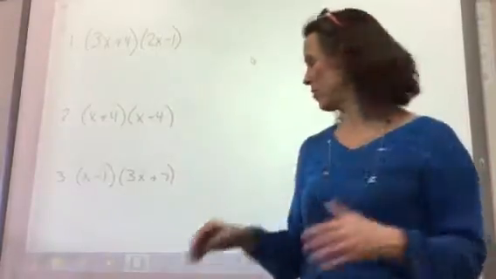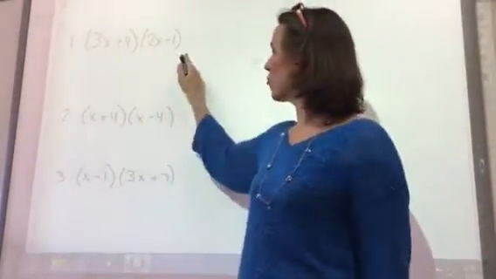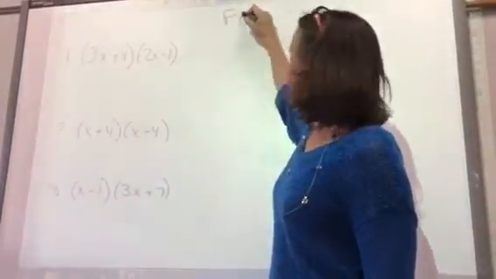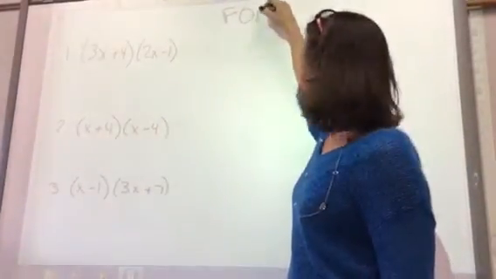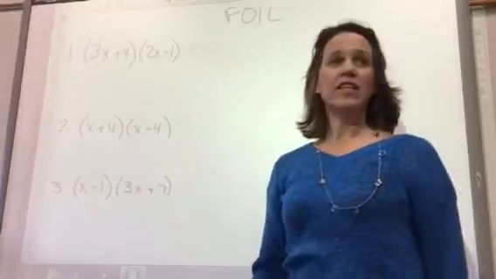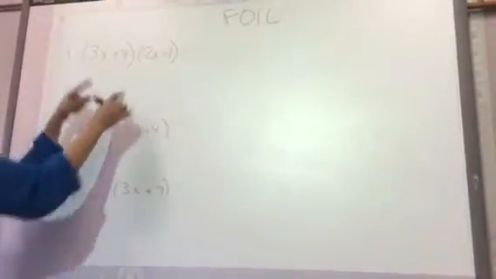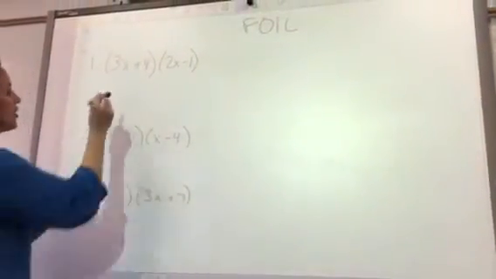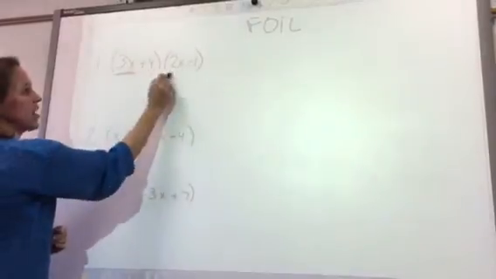So you have to remember exactly how to do this. Here's the first problem. FOIL stands for first times first, outside times outside, inside times inside, and last times last. This is what you have to do in order to be able to multiply these numbers. You can't just multiply these two and multiply these two. That is messing up. You're going to take the first number times the first number.